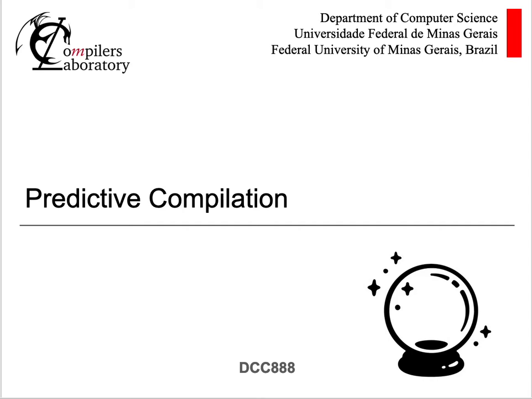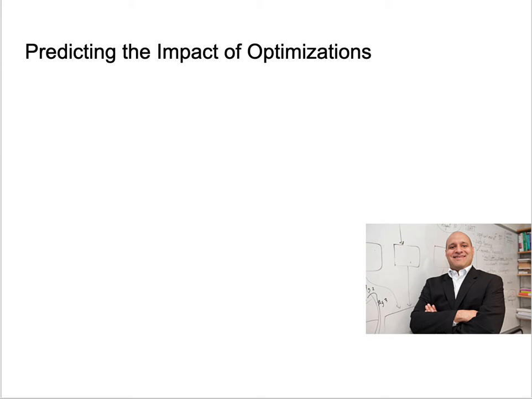And today we continue to see how we can use machine learning techniques to predict properties of programs. In the last video, we saw examples of applications of machine learning in the auto-tuning of compilers. Now I will define a branch of compiler research called Predictive Compilation.